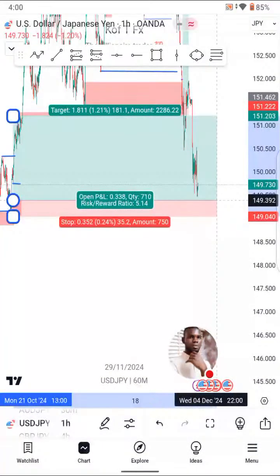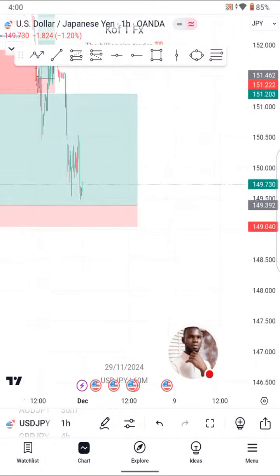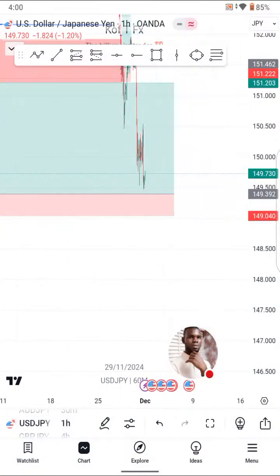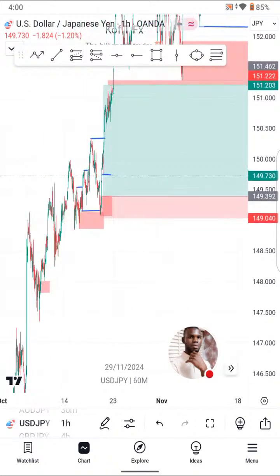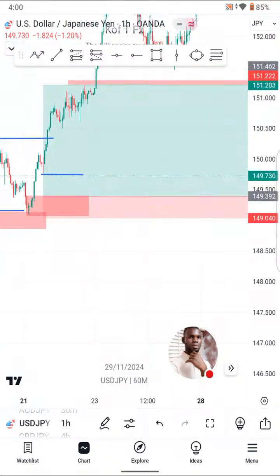Price has not even gotten to the POI. So I'm of the view I'll be on the lookout for this. I'm going to check. Maybe price is going to give a confirmation when you get to that area. And if there is a confirmation, there is a tendency for me to actually go long and pick the buy.